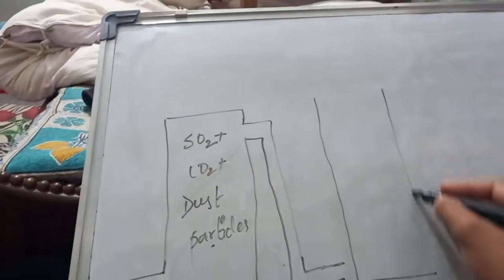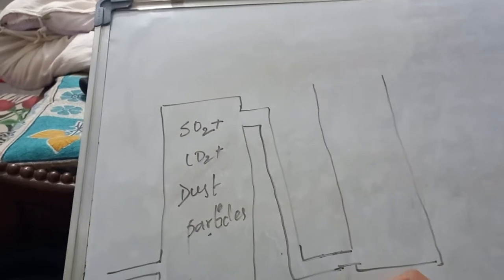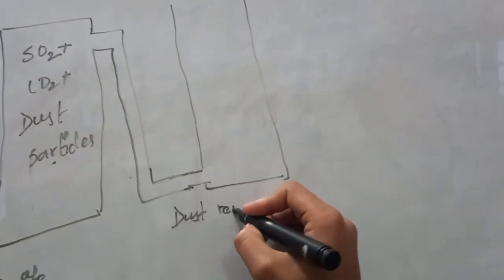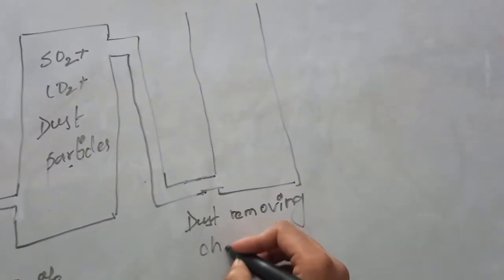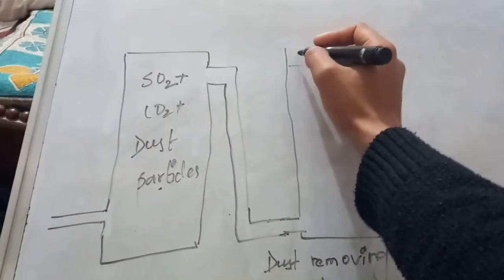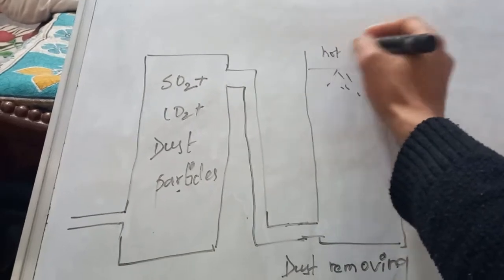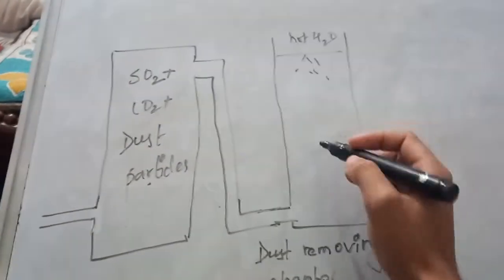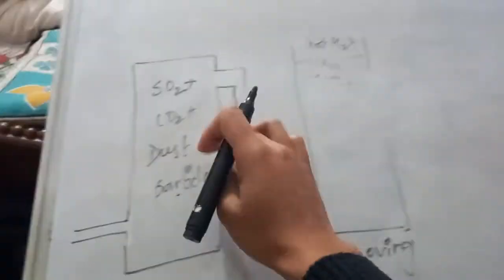For that purpose, firstly we will remove dust particles. For removing dust particles, we have to make a dust removing chamber. For this, we will pass hot water, hot H2O. From this, the dust particles are removed.